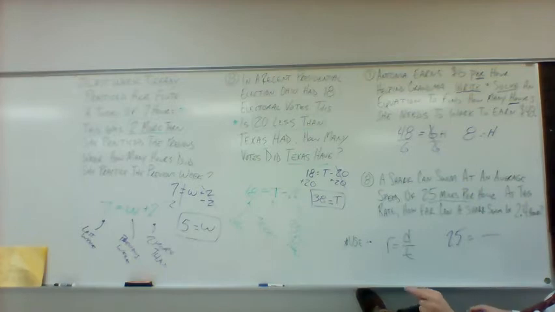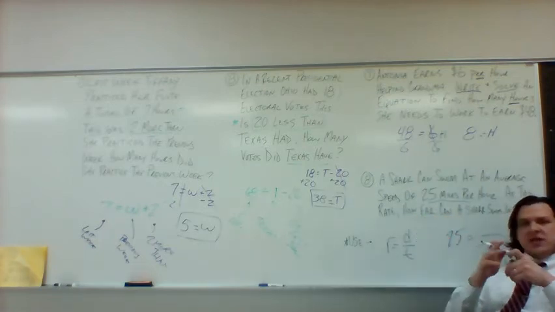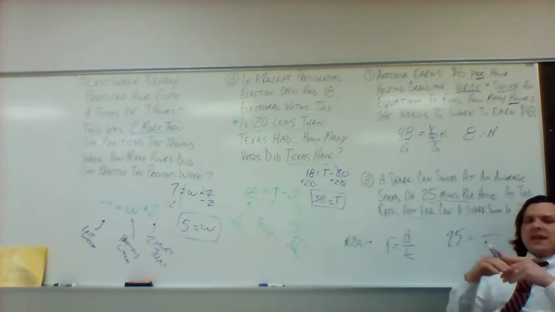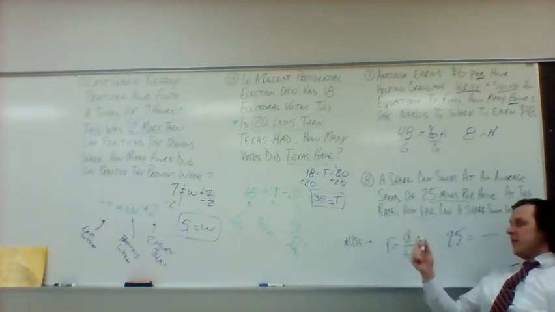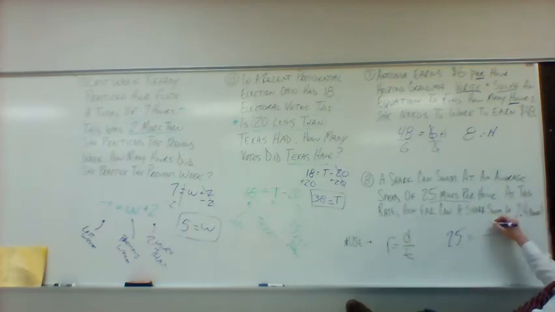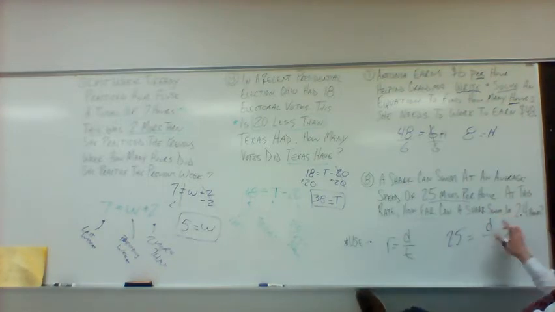Now, do we see a D, a distance? Well, it says how far. Far is a distance, right? But they don't tell us. That's what we're supposed to find. So if we don't know what D is, let's leave it as the variable. Let's leave D as D.